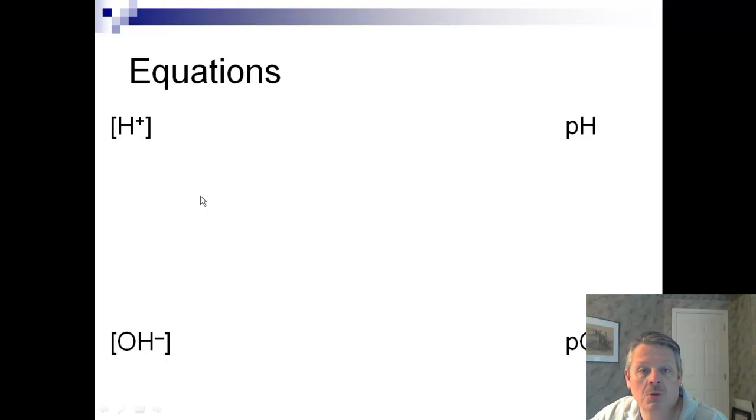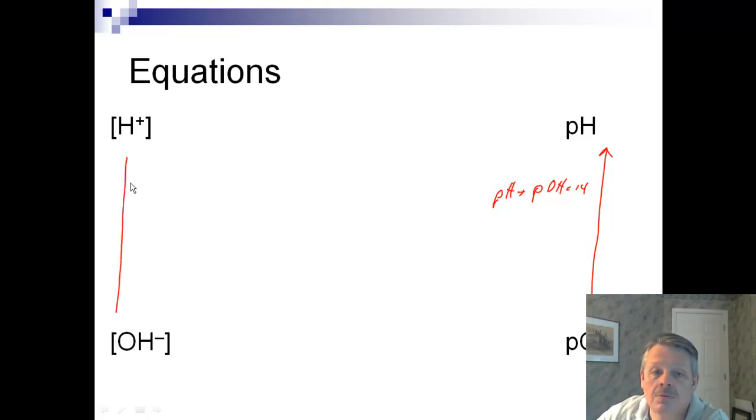What I do want to do is relate these equations to one another. Right? So to go between pH and pOH, this is where pH plus pOH is equal to 14. And this one over here, going between these two, is where you know that the concentration of hydrogen ions times your concentration of OH minus ions is going to be 1 times 10 to the minus 14th.